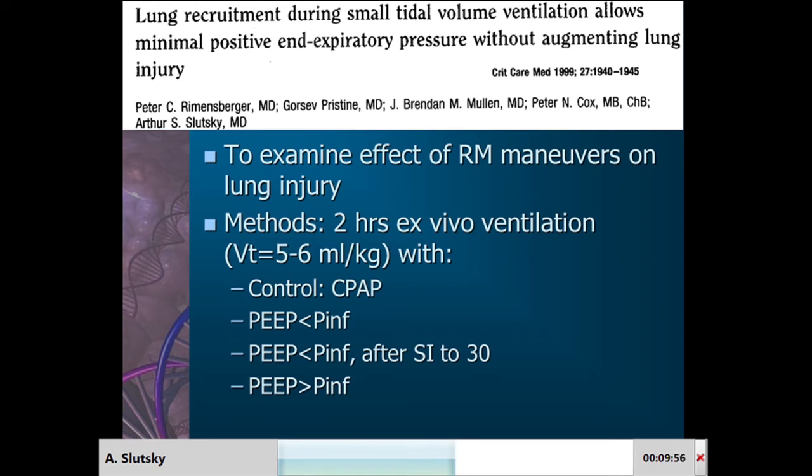So this was an ex vivo lung model, 2 hours of ex vivo ventilation. Essentially, what we did was use the model I showed you before, the video, and had a control group with CPAP, basically for 2 hours, kept the lung inflated. Then PEEP less than the inflection point after a sustained inflation, after a recruitment maneuver, or PEEP greater than the inflection point.